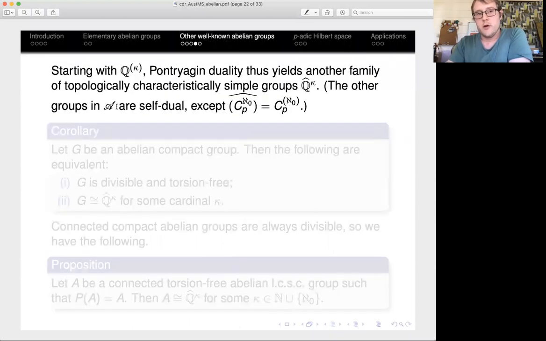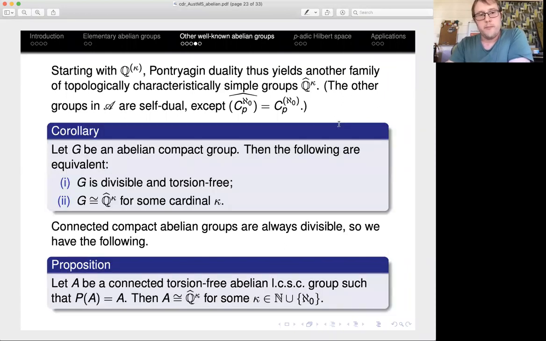Okay, so if we start with the direct sum of kappa copies of Q, then Pontryagin duality gives us the dual, which is the direct product of kappa copies of Q hat. I don't really want to say what Q hat is. It's not a particularly nice group, but it's a natural thing to consider, the dual of the rational numbers. And we don't actually get any more examples this way because it turns out all the other families are self-dual.